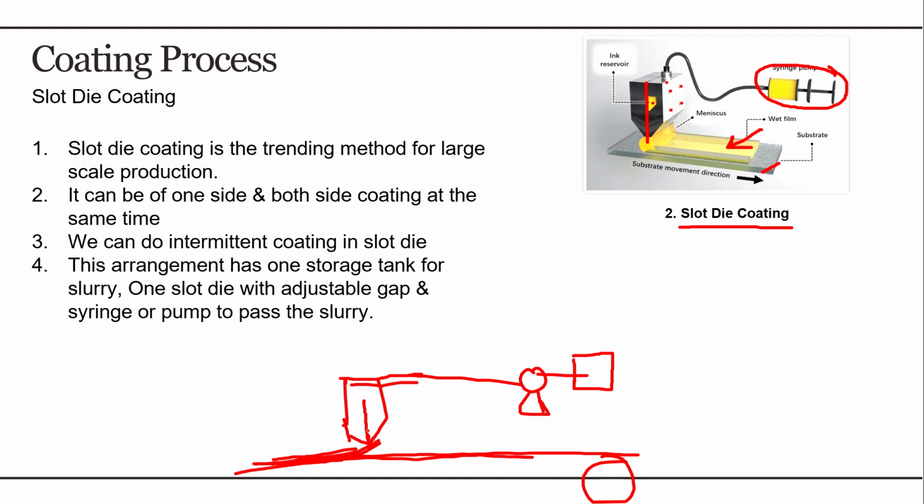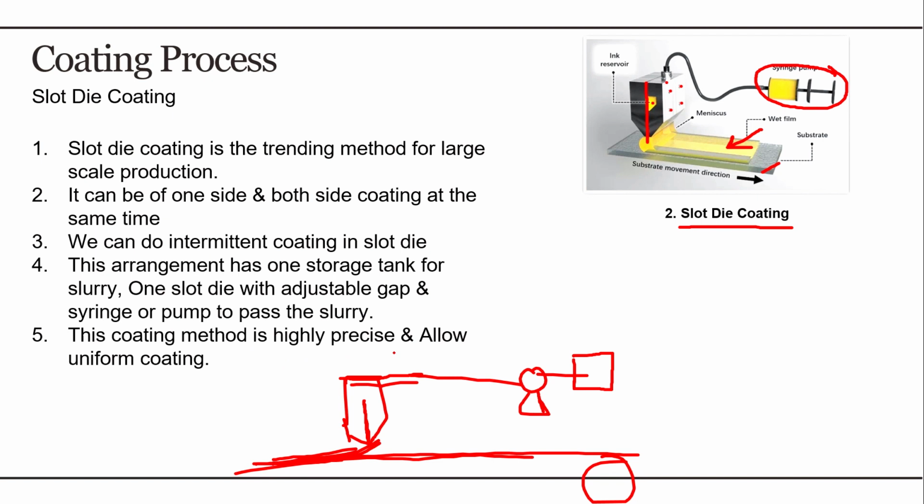and this is a gap in between the slot which can be adjusted through these riveted bolts. And this coating method is highly precise, as I told you in the starting. So it allows us a uniform coating. That's why it is a highly selected method in the current trend, and large scale industries are using this method to do coating. But as I told you in the starting, we have certain good points as well as certain problematic aspects. We consider this while choosing a coating method.